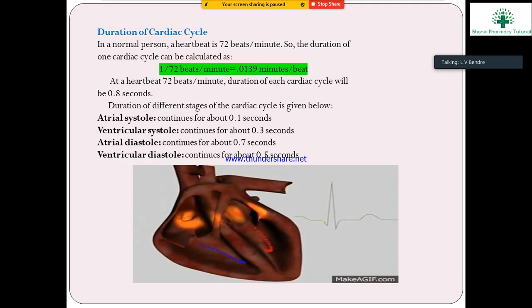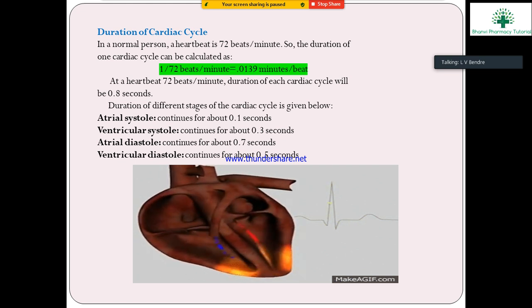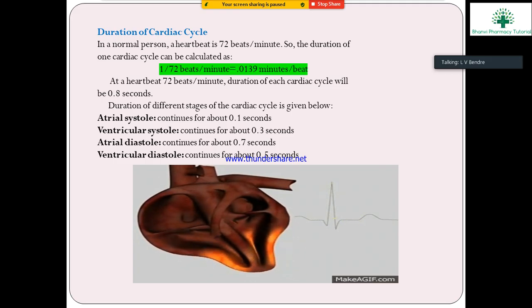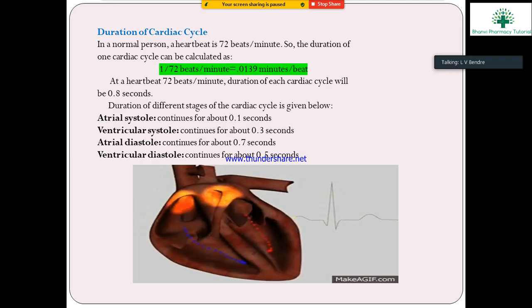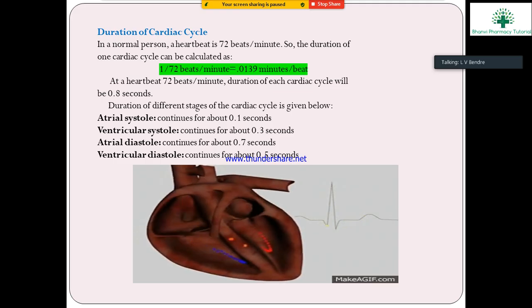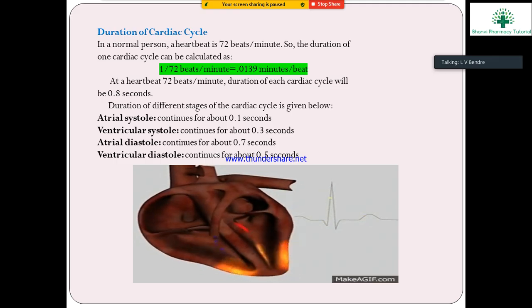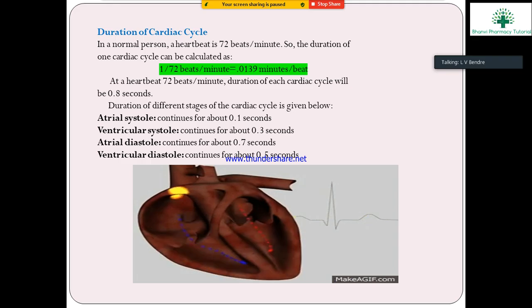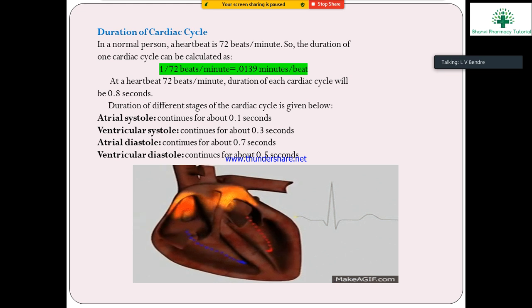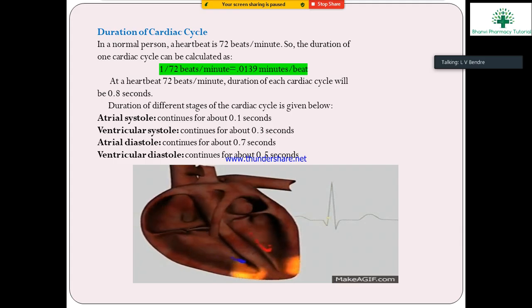First, how much time each stage takes. Atrial systole continues for 0.1 second. Ventricular systole 0.3 seconds. Atrial diastole continues for 0.7 seconds. Next, ventricular diastole continues for 0.5 second. This process continues in the cardiac cycle: atrial systole, ventricular systole, atrial diastole and ventricular diastole. Systole means the contraction takes place, and this is the relaxation.